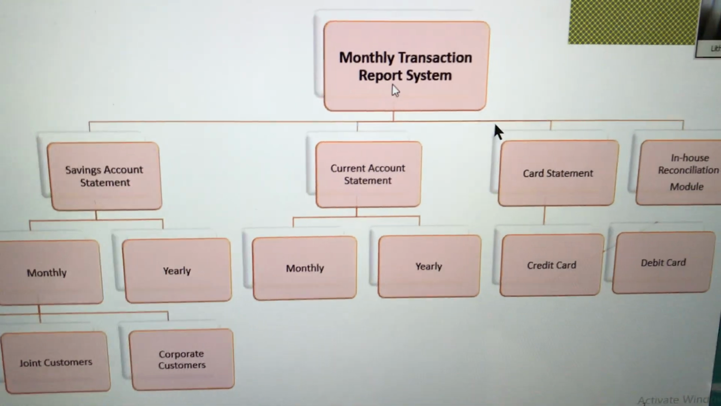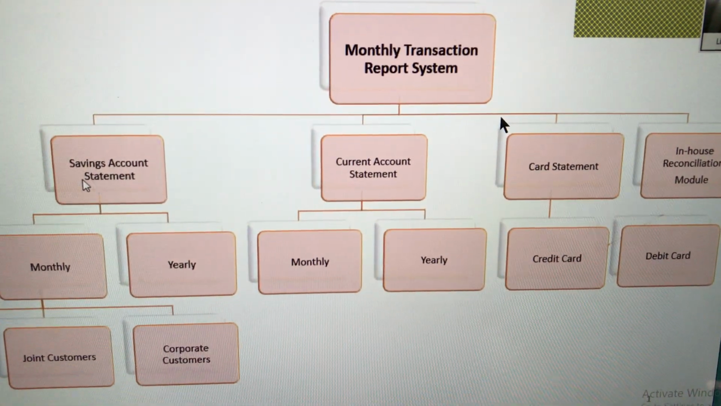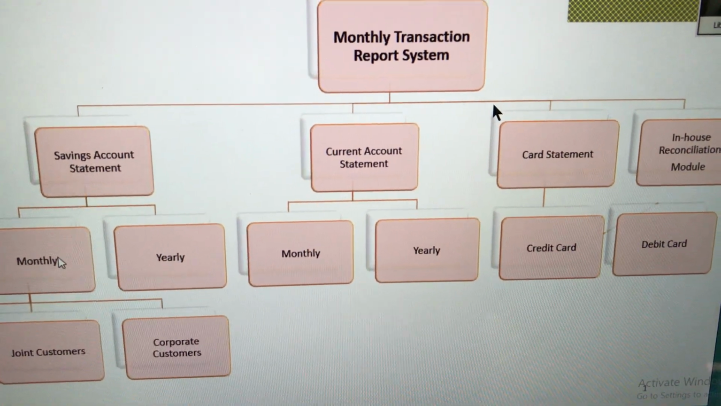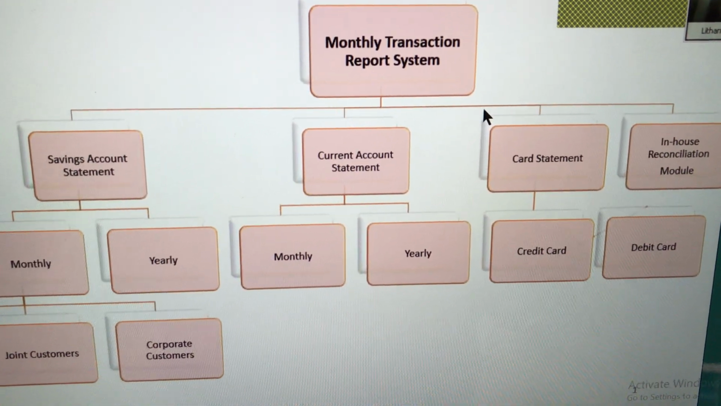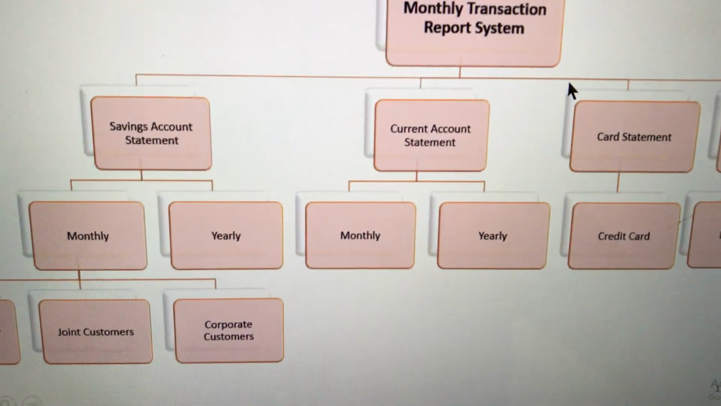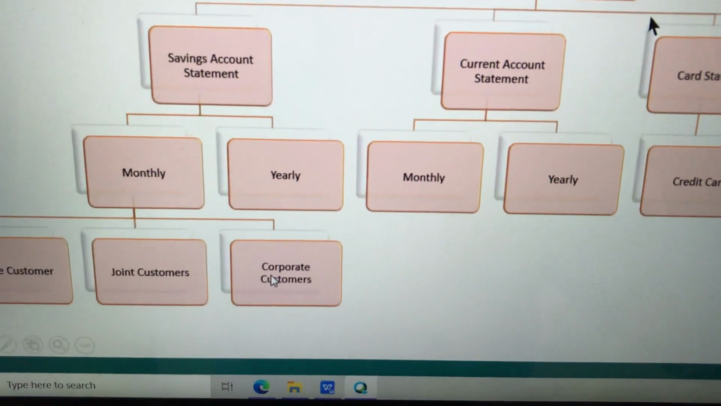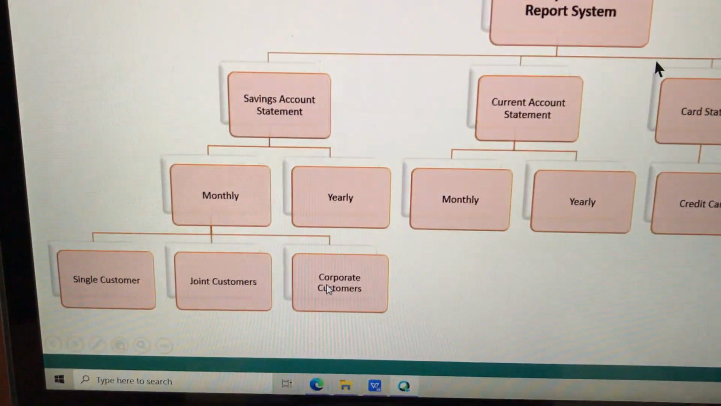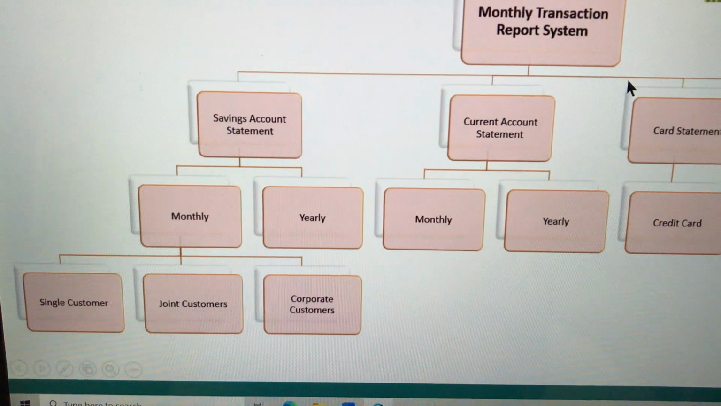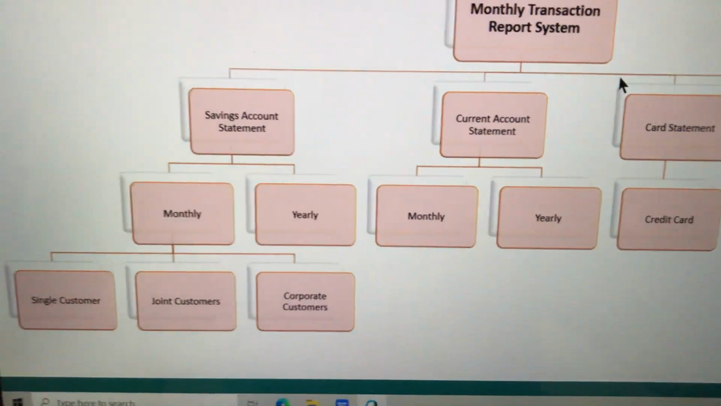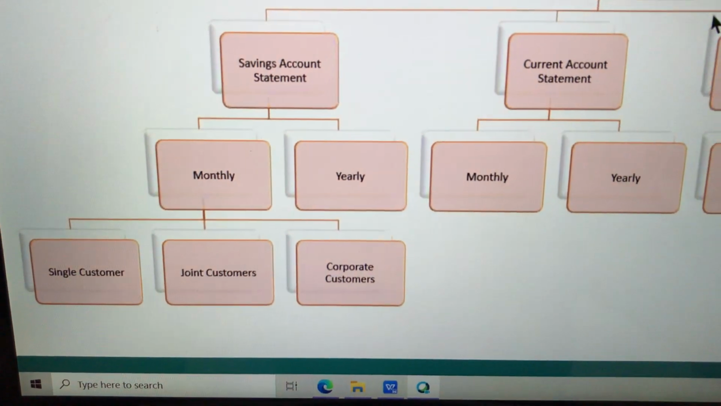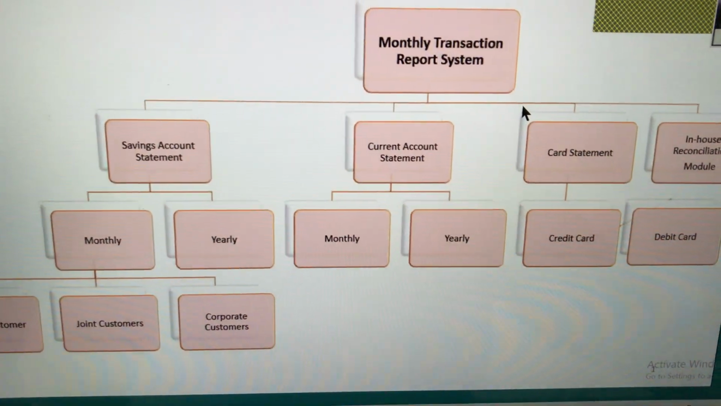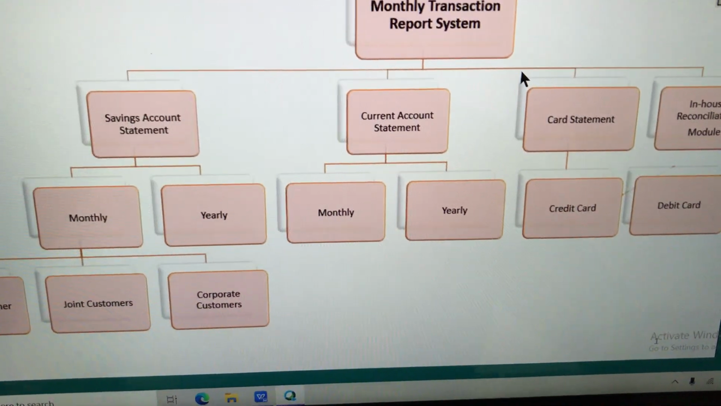When we see this monthly transaction report system, here you have something called savings account system, and then it is broken down by monthly and yearly, and then it's a type of report, right? Single customer report, joint customer report, corporate customer report, so on and so forth. In this diagram, my question to you is this: do you see any action item, any verb? Do this, do that, develop, test, write, create, review?